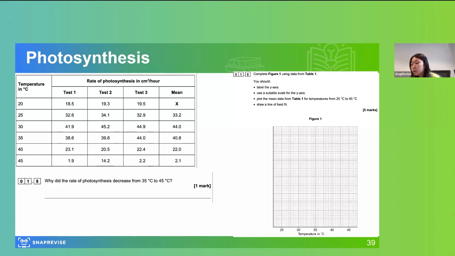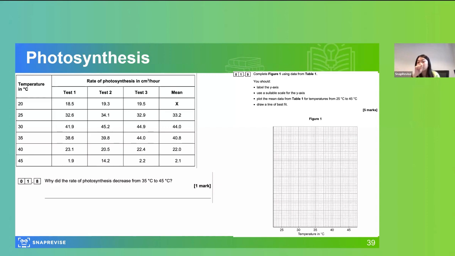With 1.9, I just want to go through quickly on graph skills. It tells you to label the y-axis using a suitable scale, plot the mean data, draw a line of best fit. So when you're drawing a line of best fit, just make sure that it is linking all the points and it's all like you're drawing it with one stroke. You're not doing ruler, one point to the next and then one point to the next. One line, just linking all of them. That's the line of best fit that you want to draw.